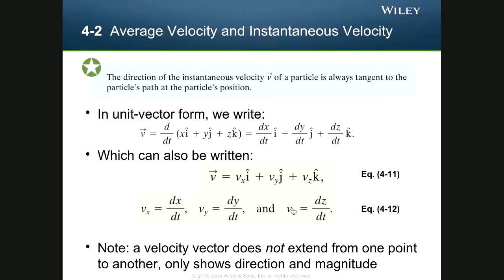Now, this is interesting, right? Let's take a look at this down here. We want to note that a velocity vector does not extend from one point to another. It only shows direction and magnitude.